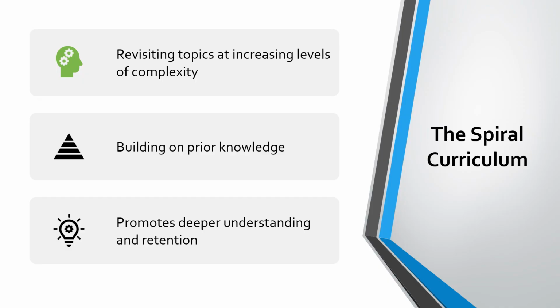The spiral curriculum is a key concept in Bruner's theory. It involves revisiting topics at increasing levels of complexity, allowing students to build on their prior knowledge. This approach promotes deeper understanding and long-term retention of information. For example, in mathematics, students first learn basic arithmetic, then revisit these concepts in the context of algebra, geometry, and calculus, each time with increasing complexity.